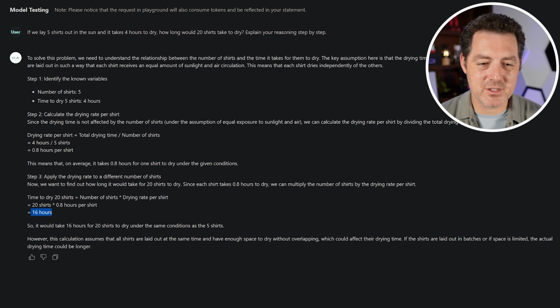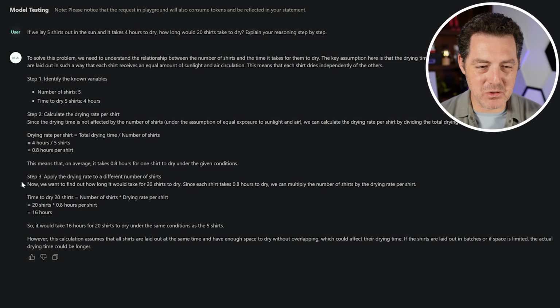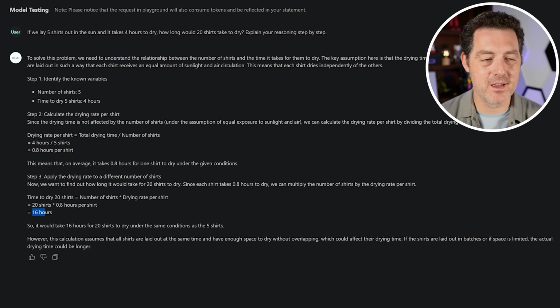This calculation assumes that all shirts are laid out at the same time and have enough space to dry without overlapping, which could affect drying time. Interesting. So it actually gave me batch drying, but then it caveated with, no, it is actually not batch drying. So I think this is still right because assuming it's serialized drying, it is going to take 16 hours for 20 shirts. I would have liked a slightly better answer, but I've been generous in the past with other models, so I'm going to continue to be so with this question. That's going to be a pass.